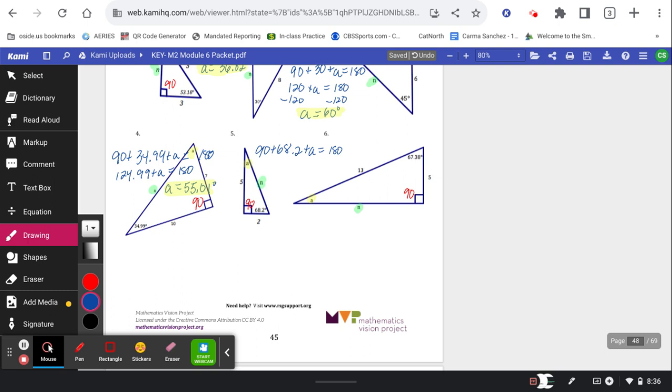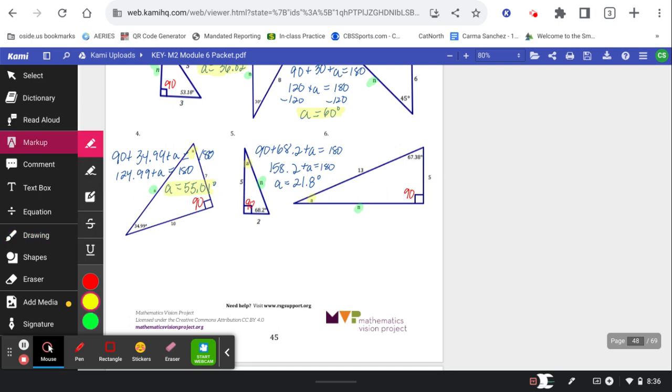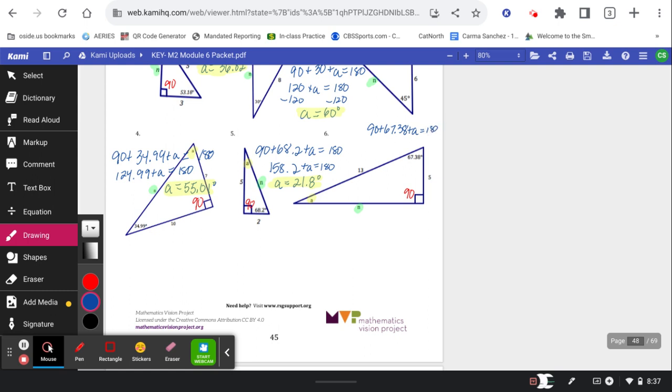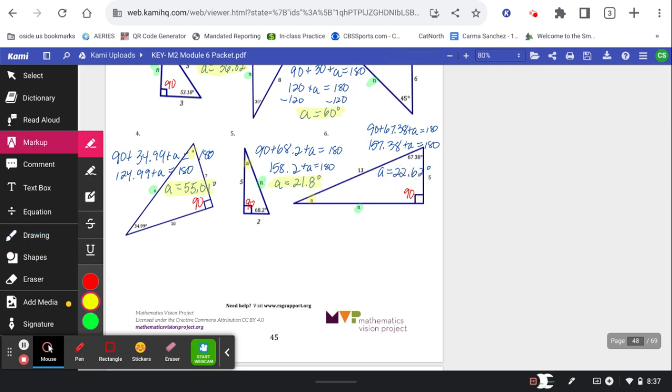90 plus 68.2 is 158.2. Minusing 158.2 from both sides. 90 plus 67.38 minus 157.38 from both sides. All right, check to see how you did on those angles. Now that right there was the work for the angles.